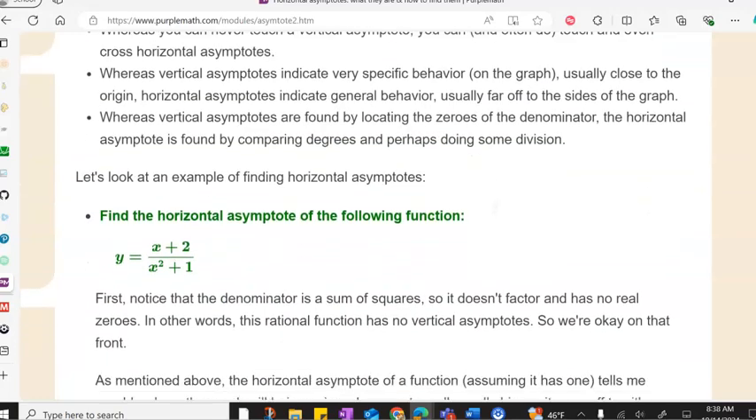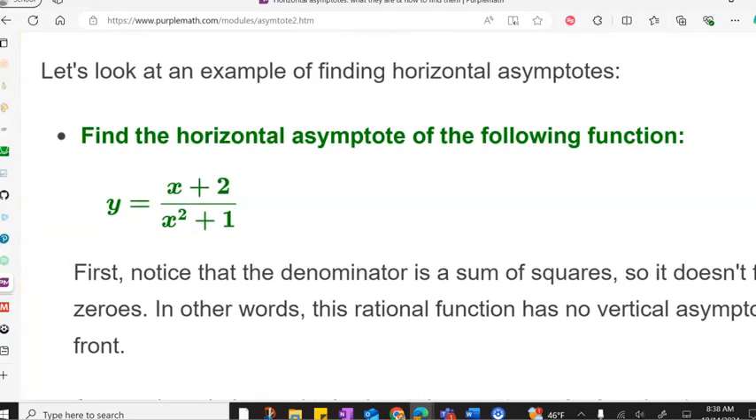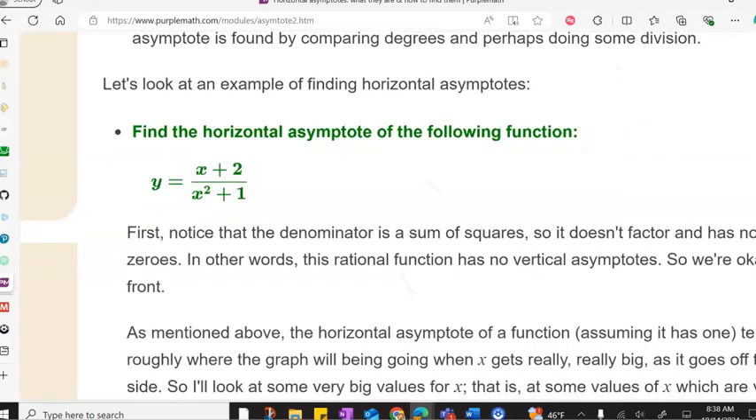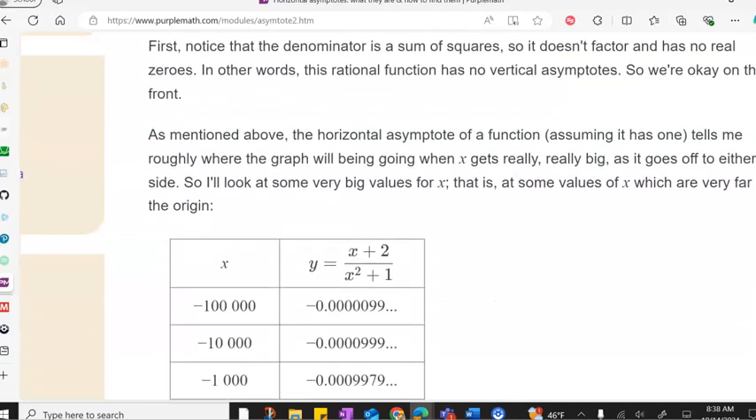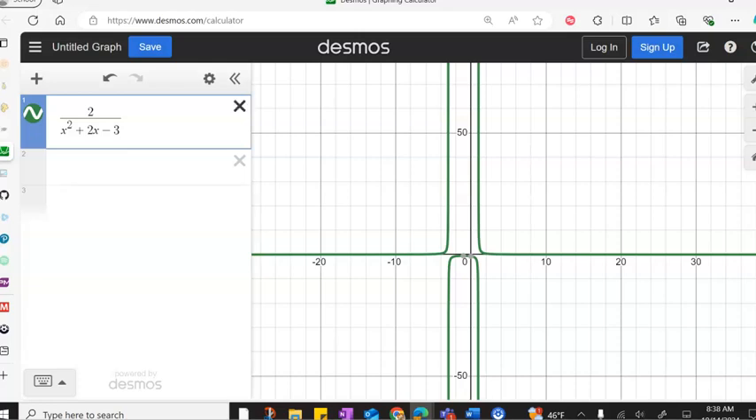So, for example here, in this particular case, we expect that there are no vertical asymptotes because there are no real zeros. You can't factor x squared plus 1. We also expect that y equals 0 would give us a horizontal asymptote because the degree of the numerator is 1, the degree of the denominator is 2. However, when you graph this, you'll notice that that doesn't happen. Let me go ahead and toss this into Desmos, x plus 2 over x squared plus 1.